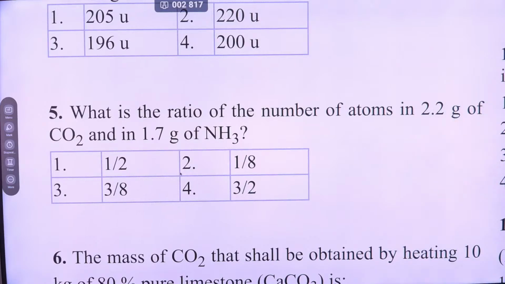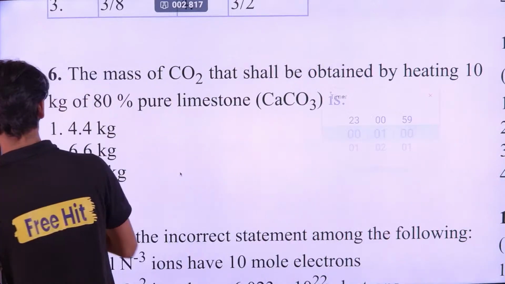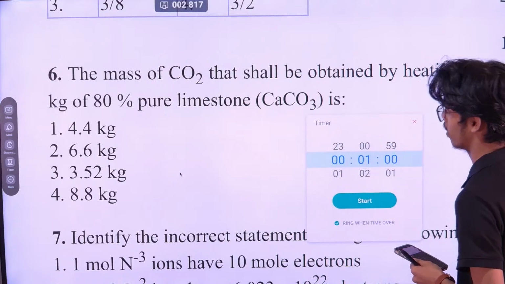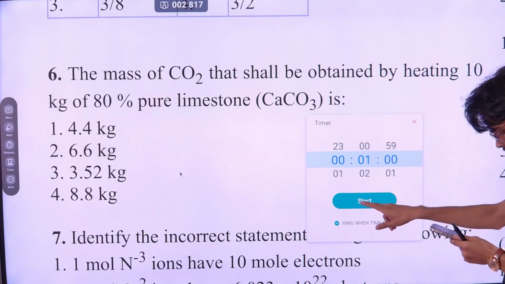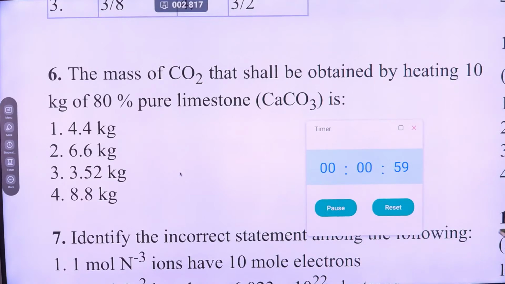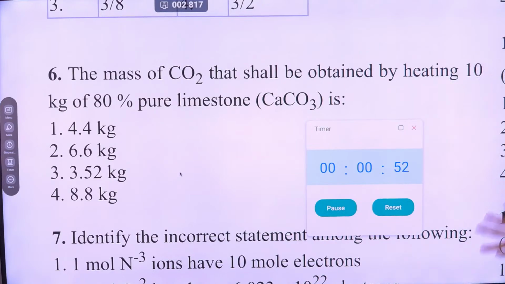Next question. And let's set a timer, sometimes you get an extra 2 or 3 seconds. I'll start this. 3, 2, 1. What is the mass of carbon dioxide that shall be obtained by heating 10 kg of 80% pure limestone, calcium carbonate?